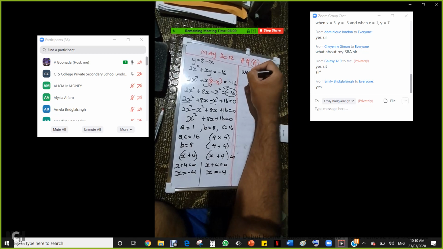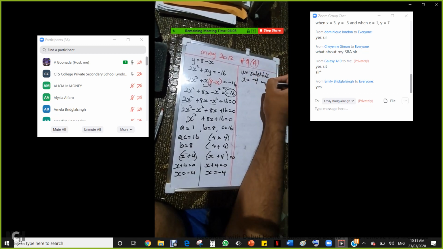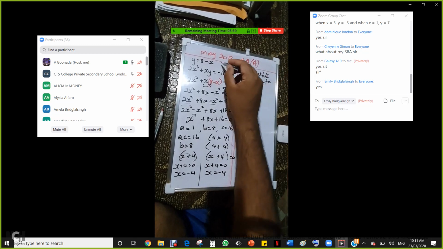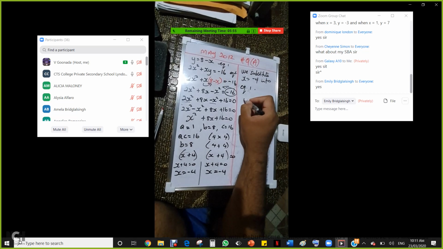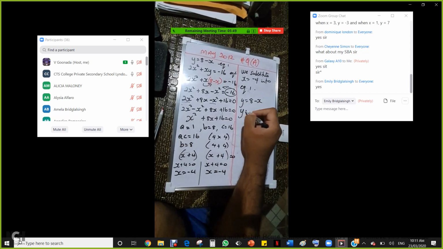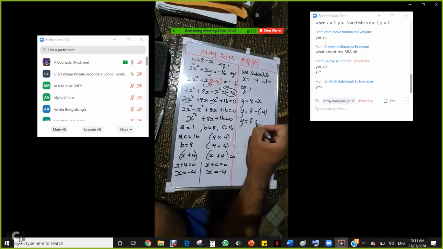So we say we substitute x is equal to negative 4 into, I would use equation 1. This is equation 1, by the way. This is equation 2. So equation 1 is y is equal to 8 minus x. Y is equal to 8 minus the value of x, which we know is negative 4. Negative and negative is a positive, so 8 plus 4, y is equal to 12.